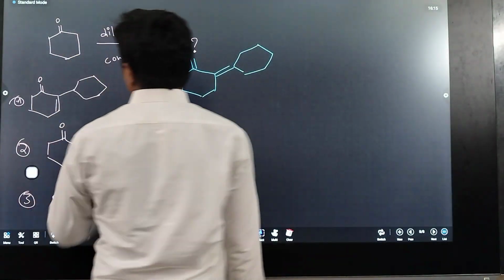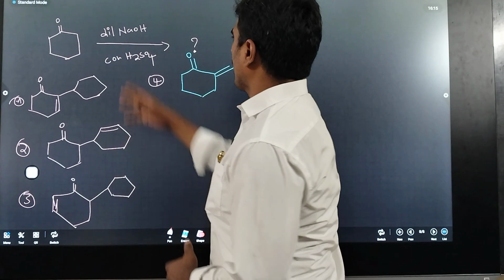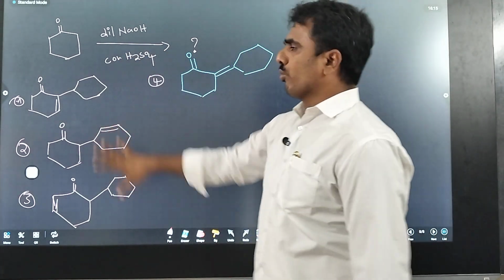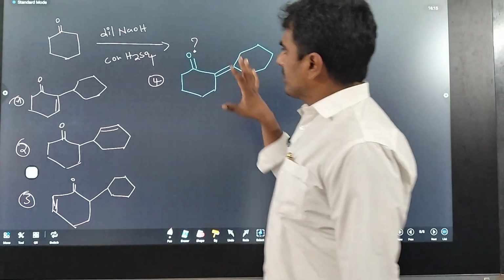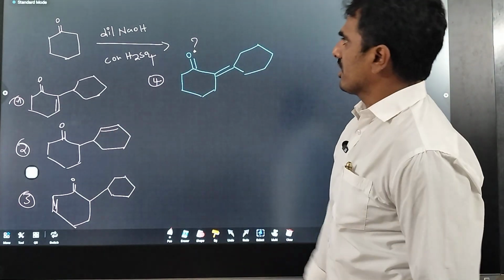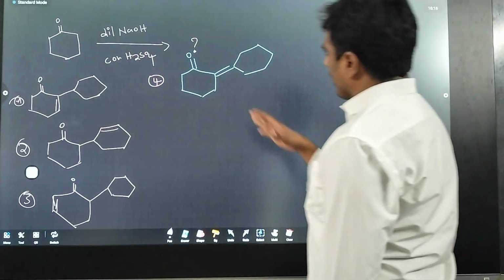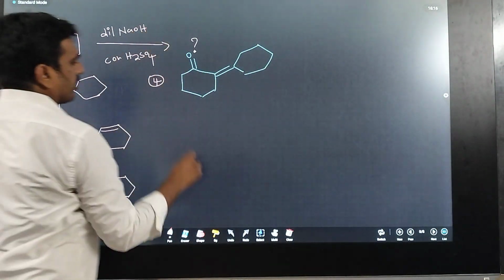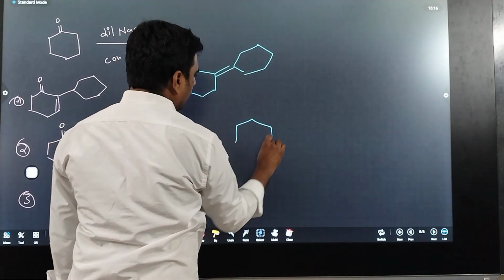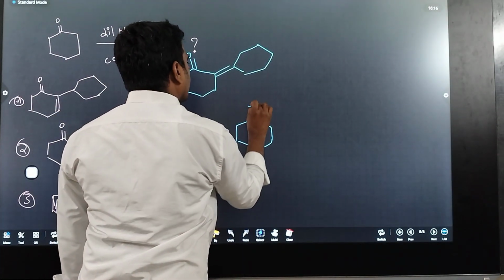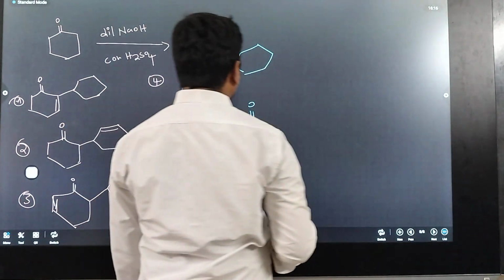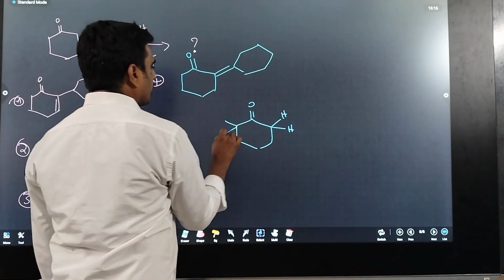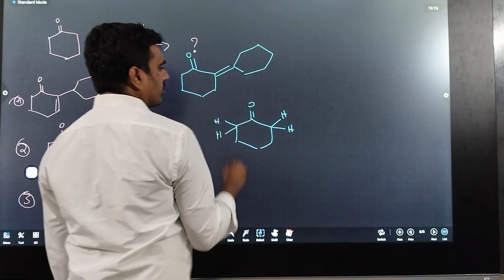So here this is a cyclohexanone, with dilute NaOH and concentrated H2SO4. These 4 options are there. Which one is the correct option? We know the short trick. Here this is a ketone, so I can use another mole of ketone. Here 2 alpha hydrogens are there, and here also 2 alpha hydrogens.